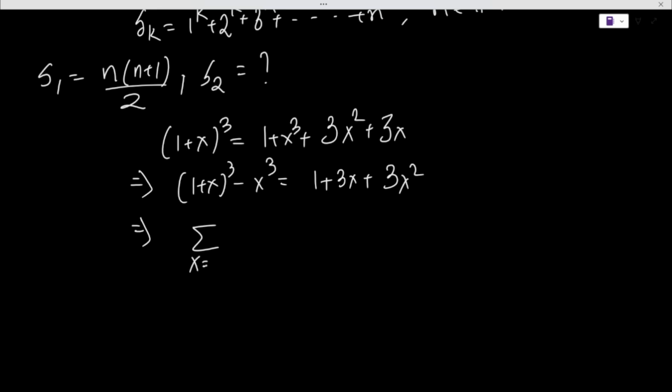Now, do one thing. You sum all of this from x equals 1 to n. So basically what happens is this: you sum the left hand side from x equals 1 to n, where x is a natural number again, and you sum the right hand side in the same manner. So it becomes 1.